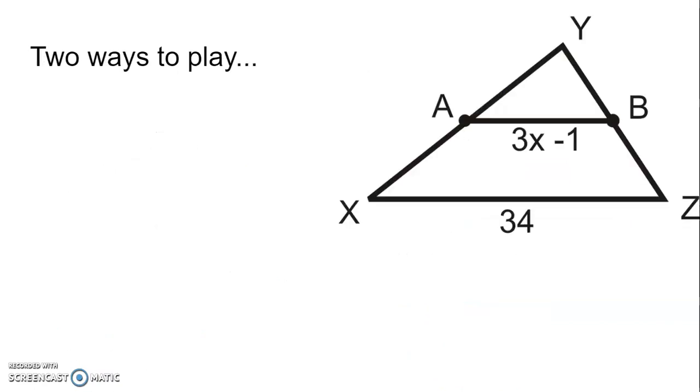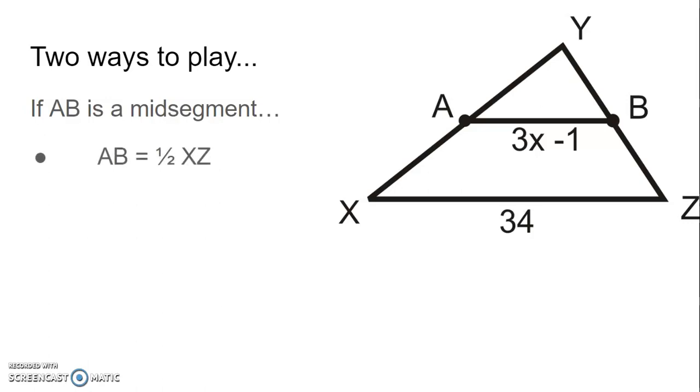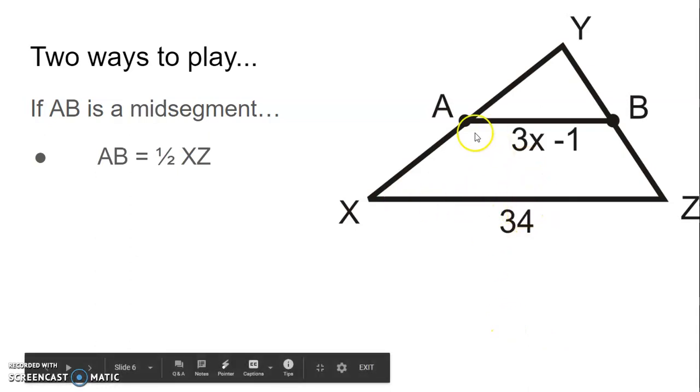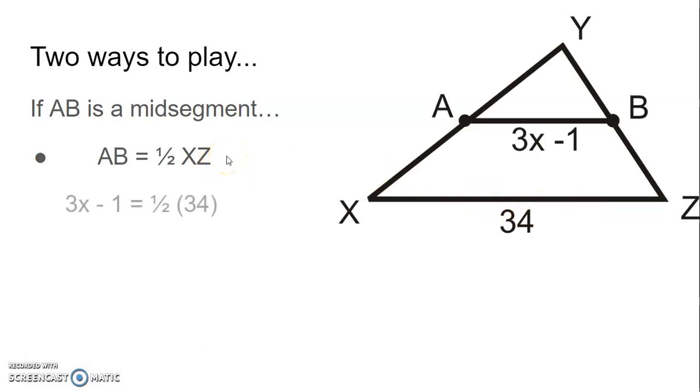Now, a more typical problem might look like this. And here's where we're going to use half the base in two different ways. We'll start off with the way we talked about. We know that if AB is the midsegment, then AB must be half of XZ. That makes sense. The midsegment is half of the base. So I'm going to substitute in now, and I know that 3x minus 1, the value of AB, has to equal half of 34, the value of XZ, and I've got my algebra from there on out. And I find that x equals 6.